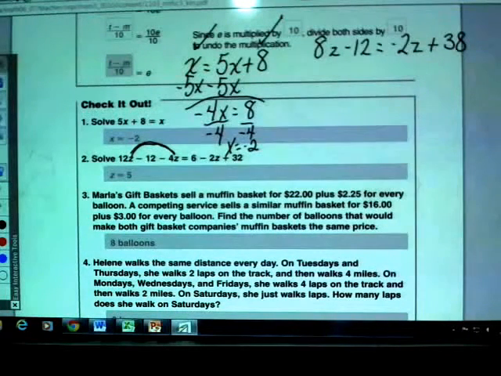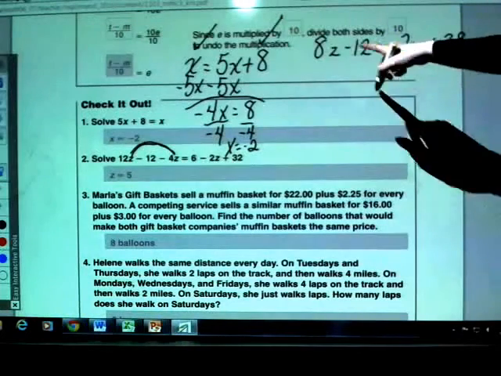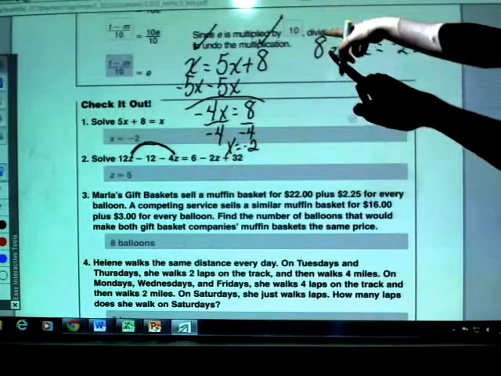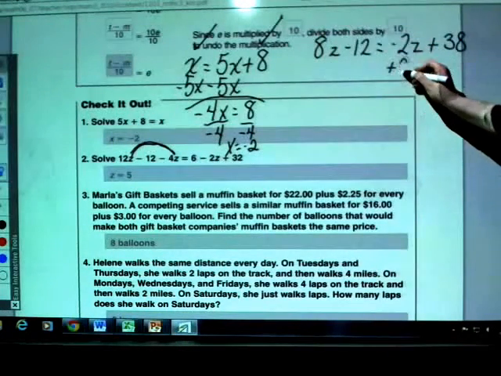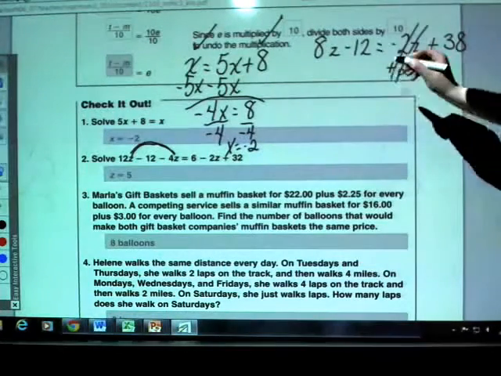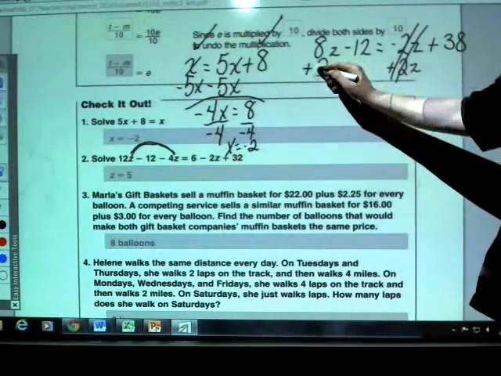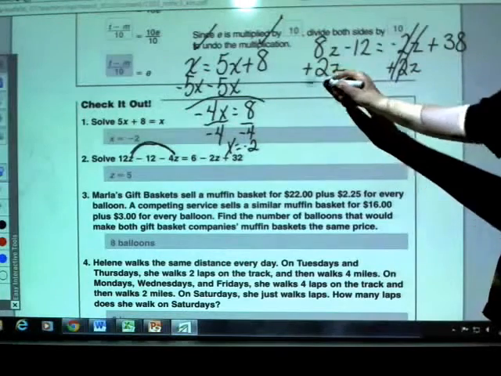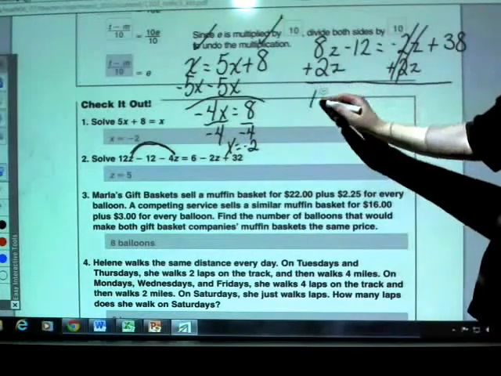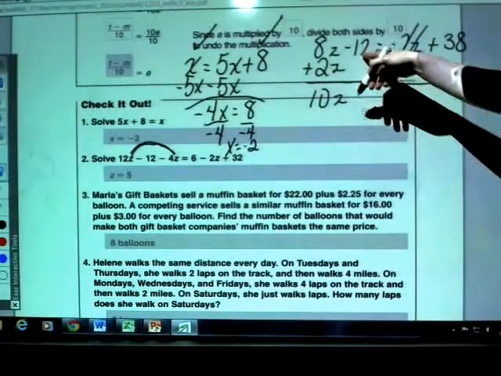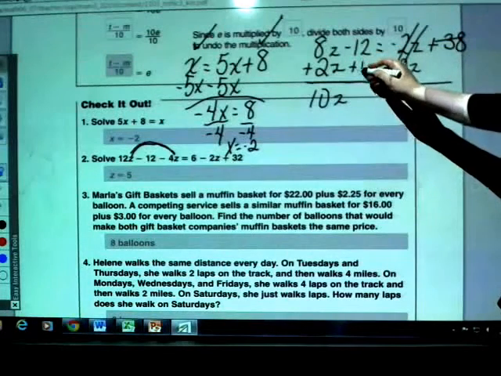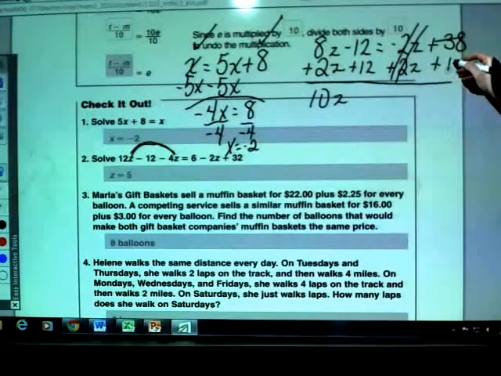All right, so now let's send variables to the left. We've already got 8z over there, but 2z is going to join them. I'm going to add 2z to both sides. Again, that's me doing the opposite. 2z there was a negative. The opposite of a negative is a positive. Positive looks like addition. As far as 12, sending that to the other side, again, me doing the opposite, so I'm adding 12 to both sides.